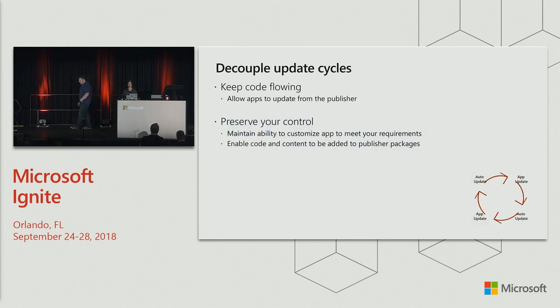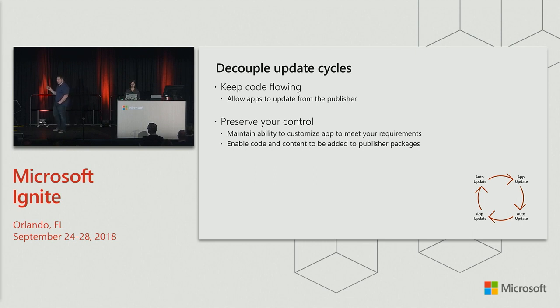Okay. So when I showed that slide a little while ago and I had the 3 swim lanes going on, I talked about how we want Windows to update from Windows Update. We want the apps to update from whatever the app source was, and we want to be able to customize and separate that out. So really, we want to be able to decouple these updates from the app. We want to keep code flowing, as we say.